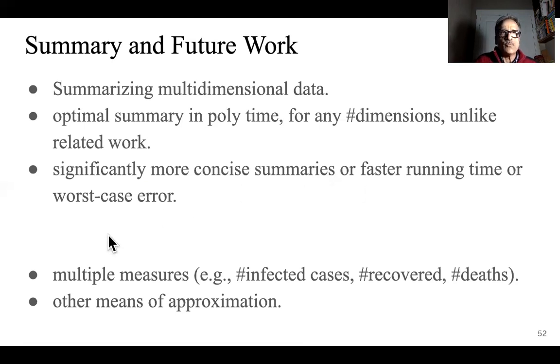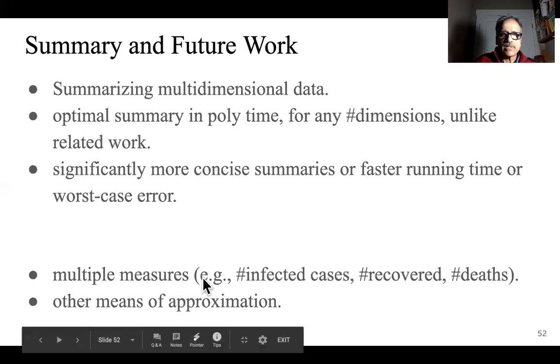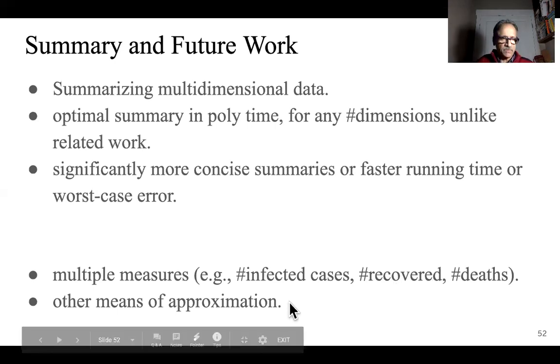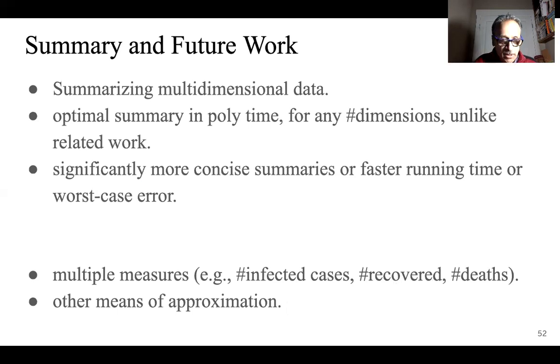In future work, it would be interesting to consider summaries that can deal with multiple measures at the same time. For example, number of infected cases, number of recovered, and number of deaths. Sorry for that example, that came to mind naturally. What about outliers? Can we build summaries that are robust to outliers? Can we propose other means of approximations? So these are some of the questions that we're looking at.